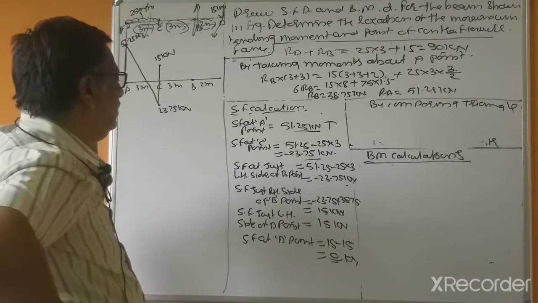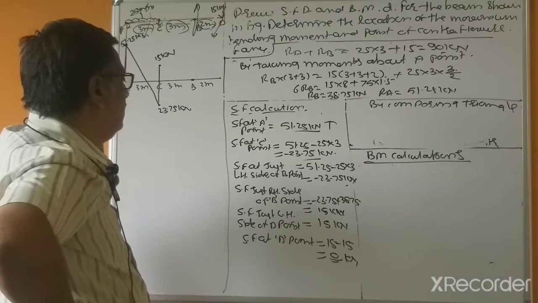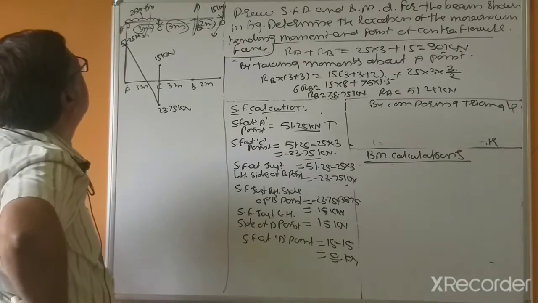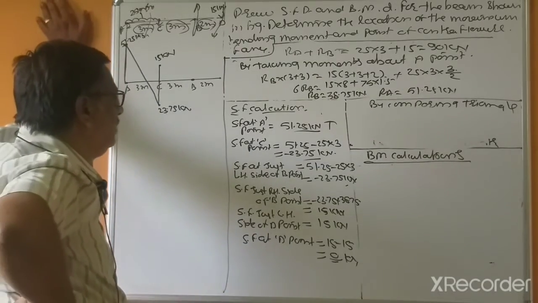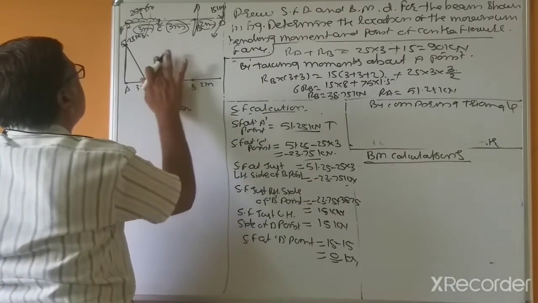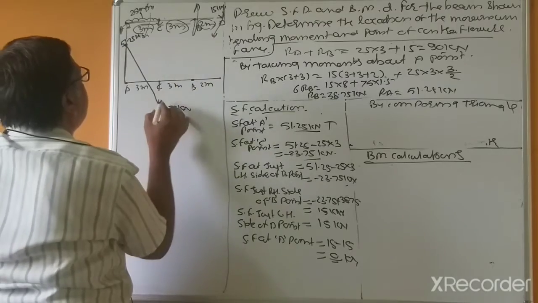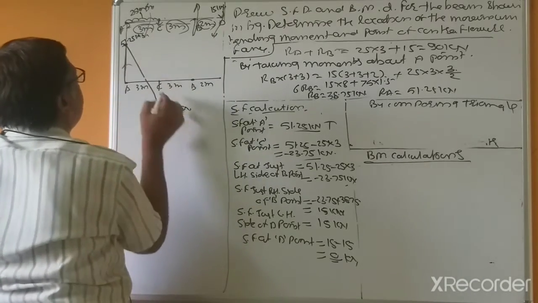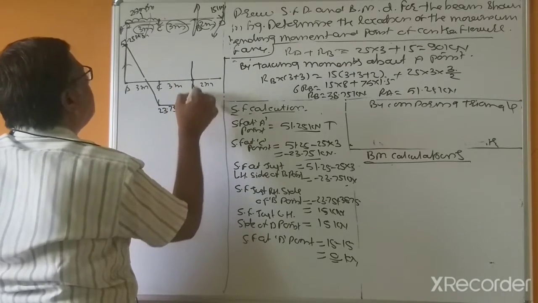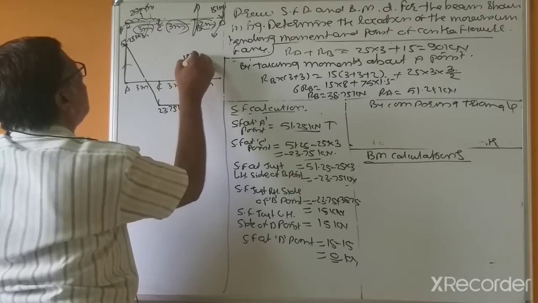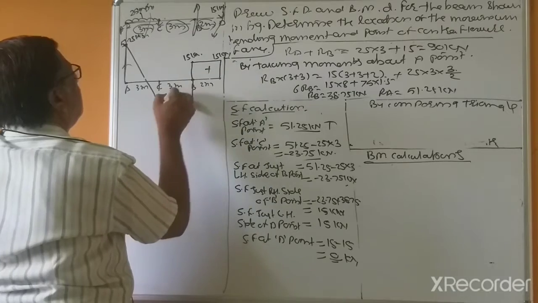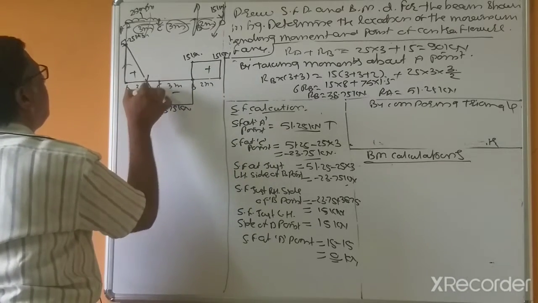Sorry. This is B point. There is no reaction here. This is upward, here 23.75, and after that this is 15 kilonewton. This is your shear force diagram at this point.